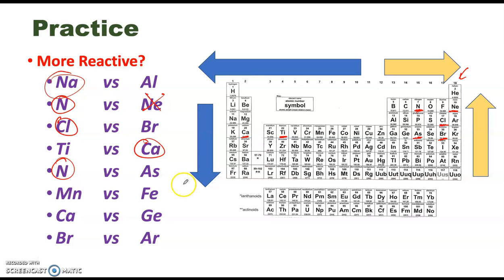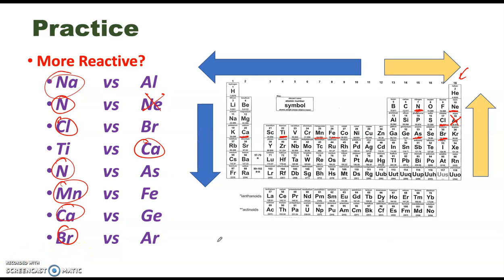Okay, hopefully you paused and got them done. We've got manganese and iron. I'm going to go quick here. Manganese is further to the left. Calcium and germanium is over here. Calcium is further left. And then we've got bromine and argon. Bromine and argon. Argon is a noble gas. It's definitely not argon, so it would have to be bromine.